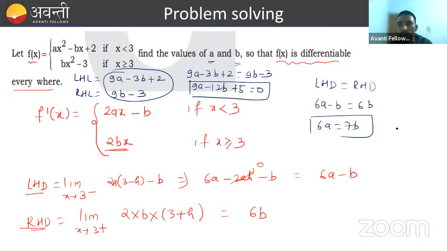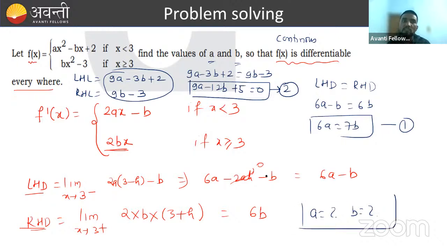So this is your first equation and this is your second equation. After solving these two equations, because if it is differentiable, it is continuous also. Okay, so solve these equations and find the a value and b value. Whenever this kind of question is there, if it says differentiable and you are getting only one equation, you know that it is continuous. So just apply the continuity formula also. From there, you will get another equation.